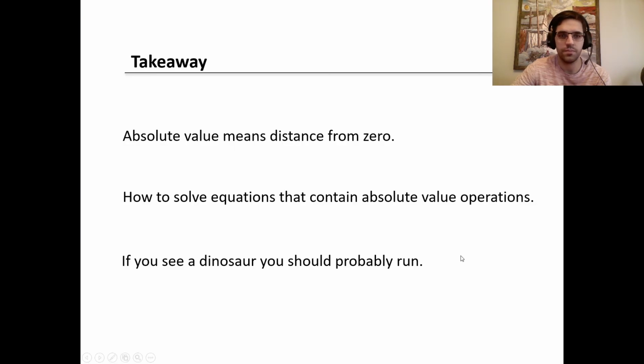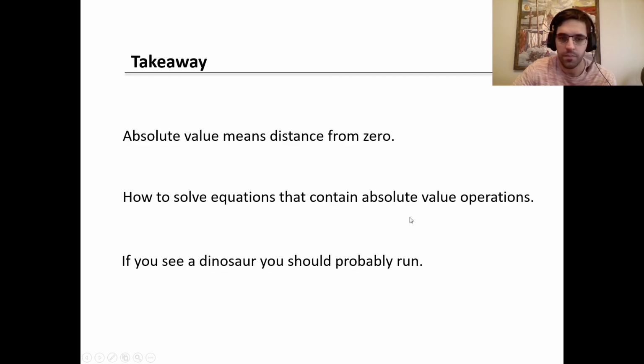Takeaways for this lesson. What absolute value means is distance from 0. You could think of 0 as being that T-Rex, and you don't care which direction you're going in. You just care that you're getting away from Mr. T-Rex. And how to solve absolute value equations. We talked about that.